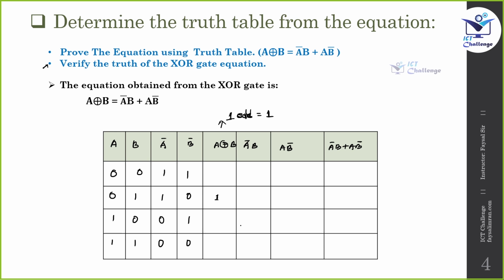Here we will get 1, so the result is 1. This is an odd number of 1s, right? This is the single one. Here we will get a pair of 1s, that means 2 ones, so you will get 0, because if we get an odd number of 1s the result is 1, but this is an even number of 1s, so the result is 0. And for the 0 0 case you will get 0 also.